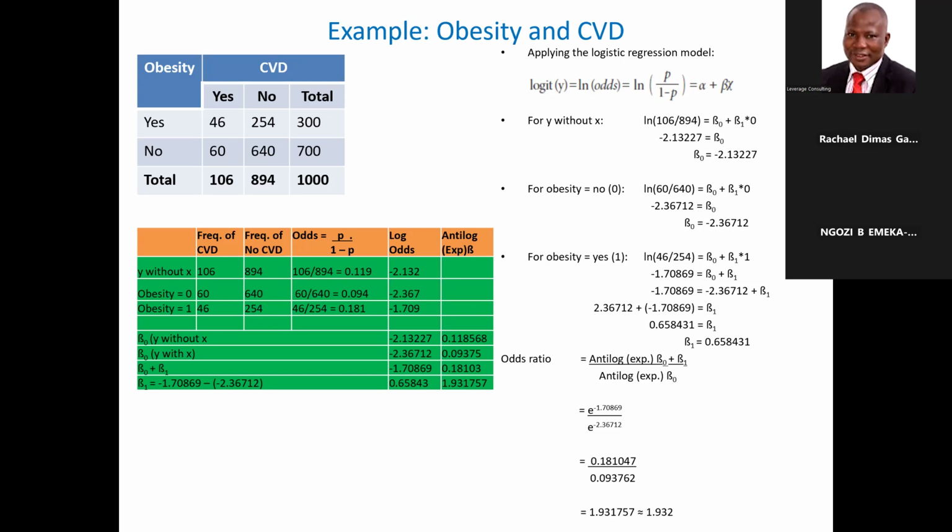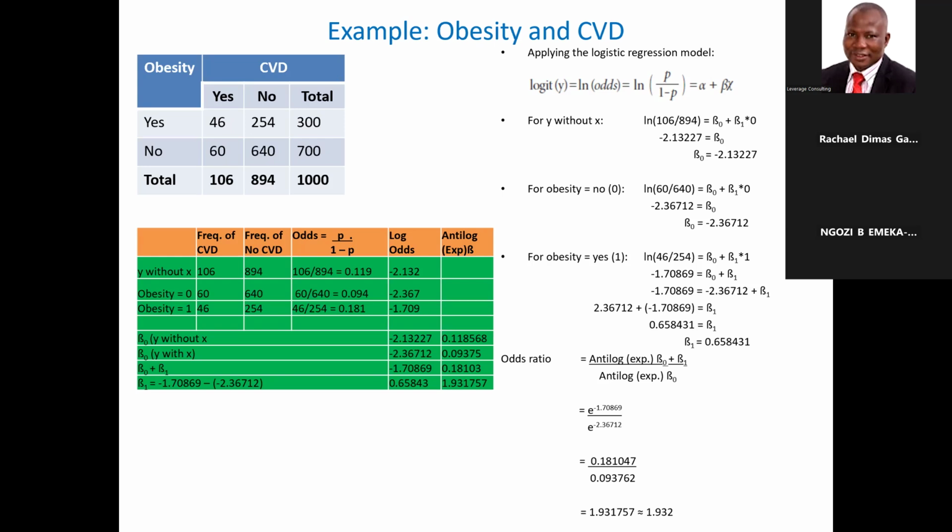Y without X. Y, X is there, but it's no. Y, X is yes. What we see in the meanwhile, if we are not even considering obesity, people do have cardiovascular disease. There are some other things that, even without the issue of obesity, you can say some people have cardiovascular disease, some do not. That's for Y without X.